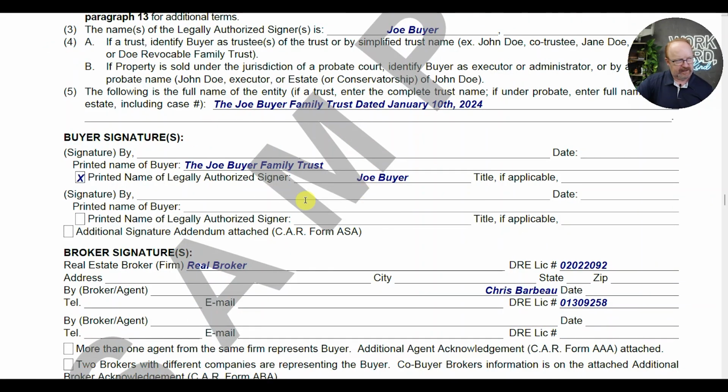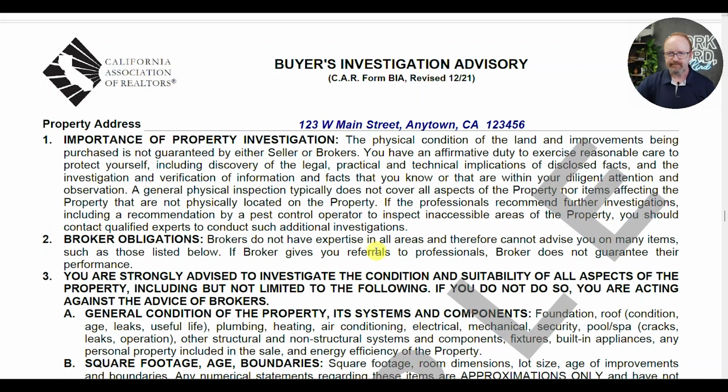Again, most digital signature programs will allow you to sign. You want to make sure the signature says Joe Buyer, not the Joe Buyer Family Trust. A signature that says the Joe Buyer Family Trust is not a signature because they can't sign. Only the authorized signer can, so you want to make sure Joe Buyer is signing that contract. Almost every digital signature platform allows you to accommodate that. So you just need to learn how to do it.